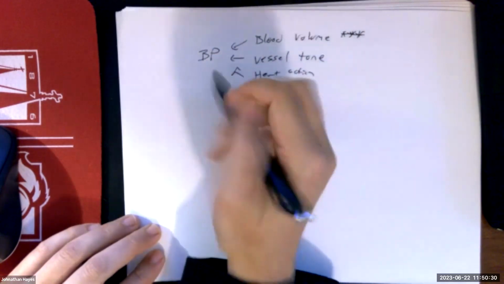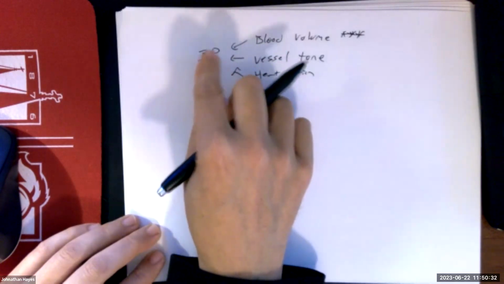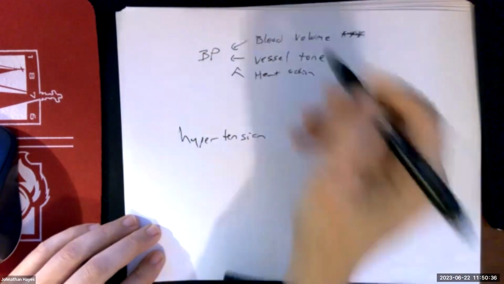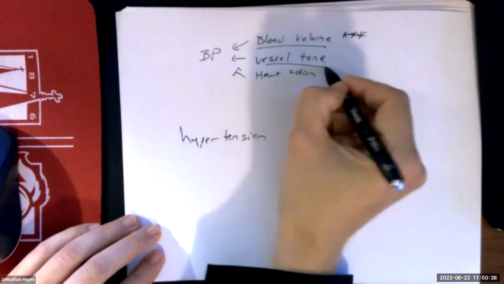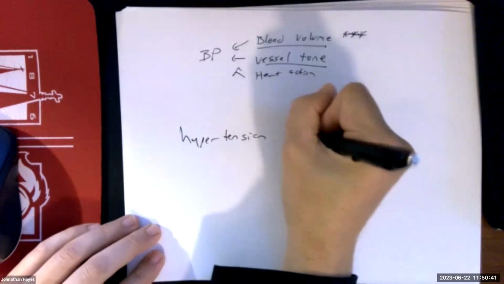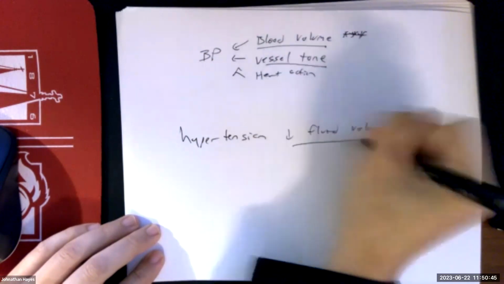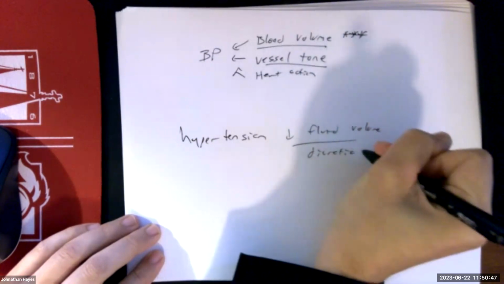So if I'm trying to treat hypertension, then maybe treat this or this, right? So if I want to decrease fluid volume, then diuretics might be useful.